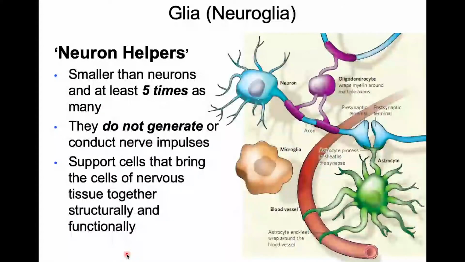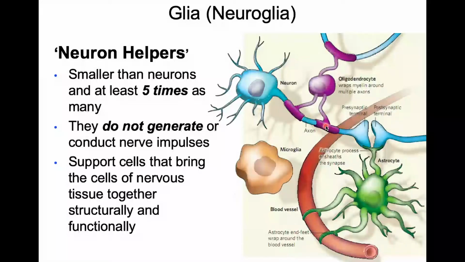As I mentioned before, we have these neuroglia cells. They are the most prominent type of cell within our nervous tissue, and they're there as the neuron helpers, right? They're there to provide support, and they each have a different role. Oligodendrocytes, for example, are found only in the central nervous system, and their main job is to wrap myelin around the axons of neurons in the central nervous system.